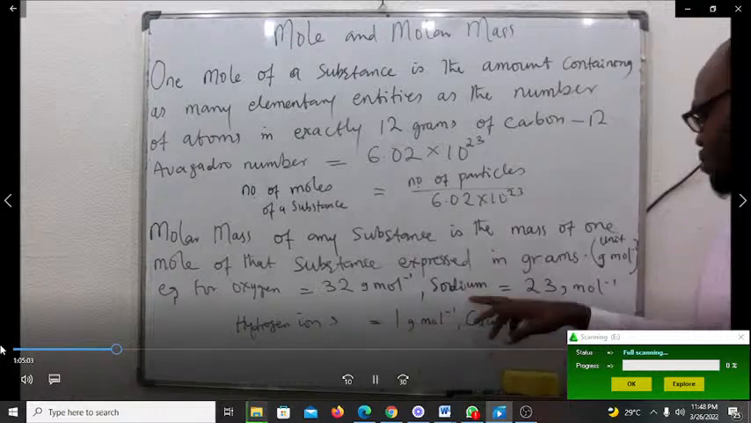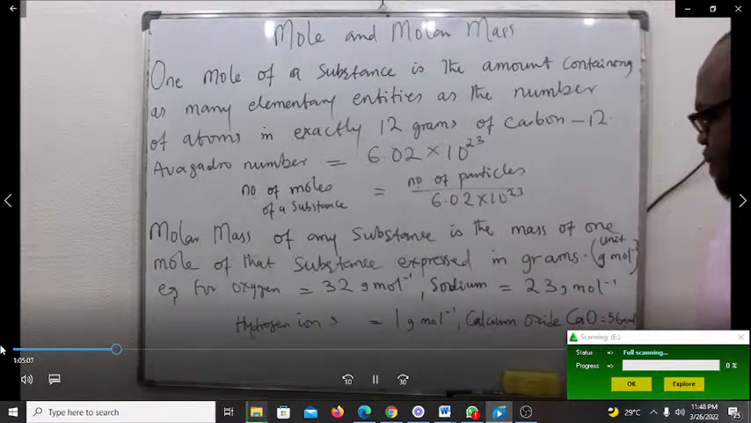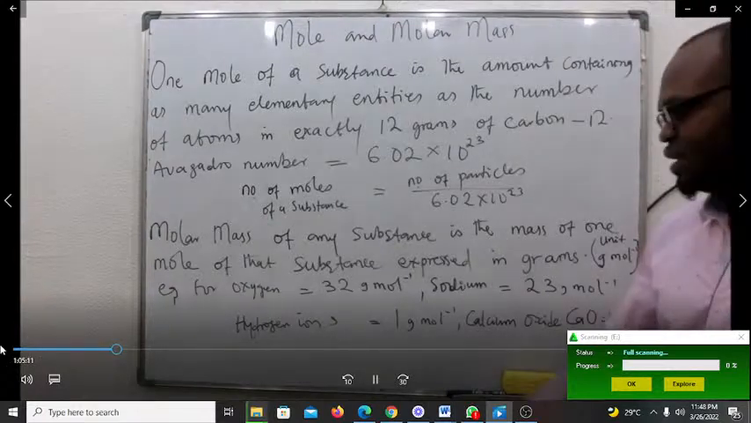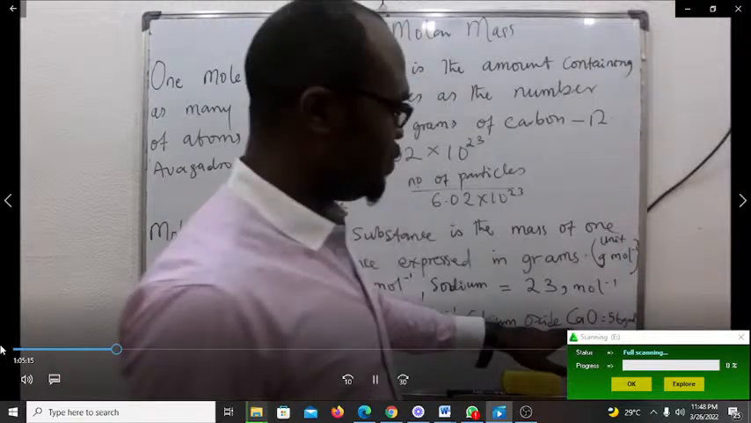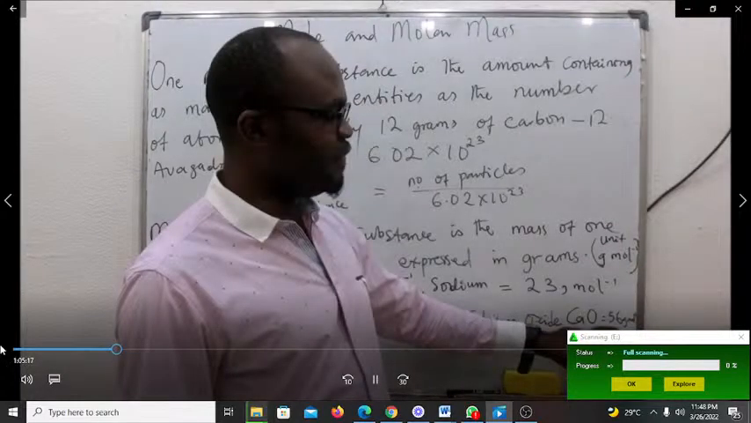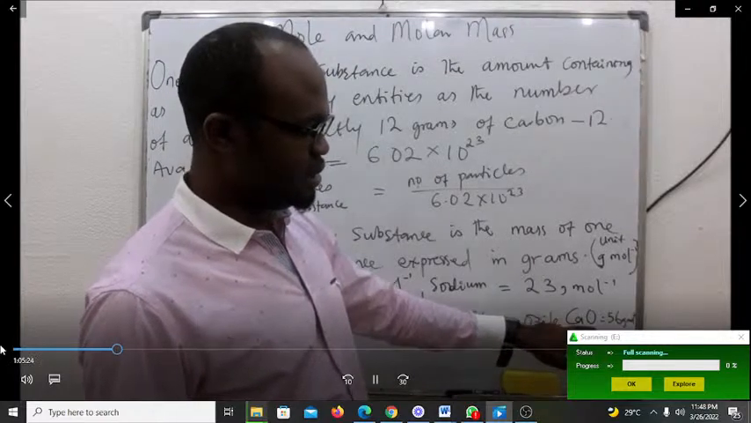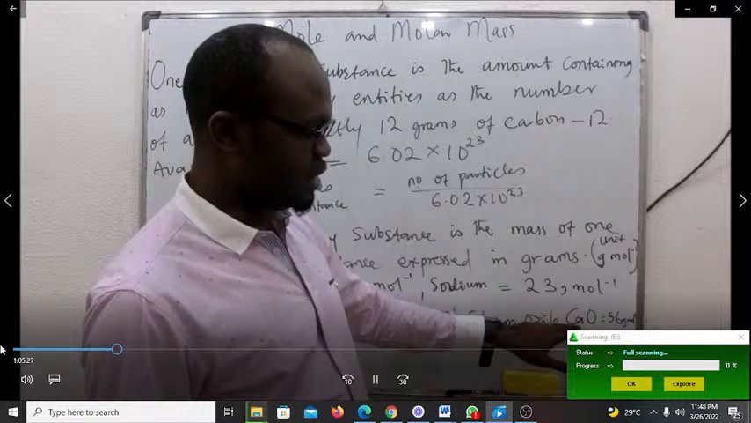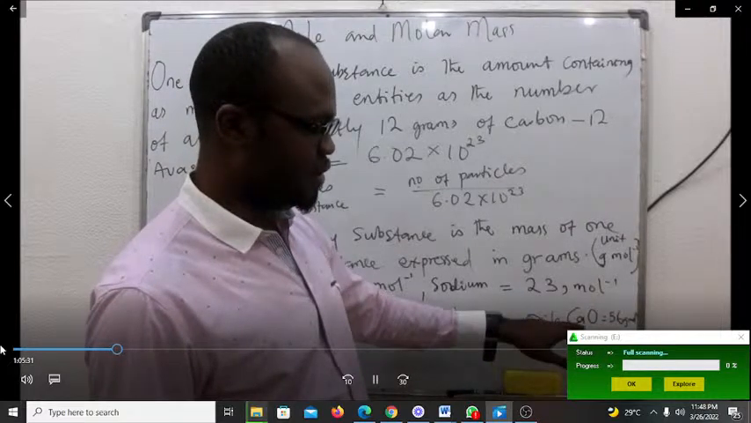Sodium is 23. Sodium is single atomic, it has an atomicity of 1. Hydrogen ion is 1 gram per mole. Calcium oxide, which is CaO, is actually 56 grams per mole, because the mass of calcium is 40 and that of a single oxygen is 16. So you have 40 plus 16, 56.